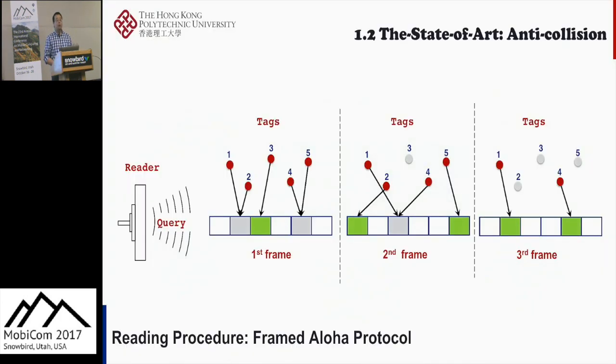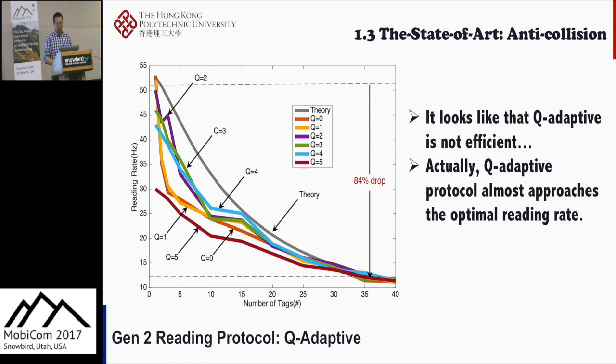The Gen2 air protocol is based on the framed Aloha protocol. For example, the reader divides the reading procedure into many time slots, and each tag randomly selects a time slot to reply with its ID. If there is a collision, it will restart a new frame, and this procedure continues until there is no collision.